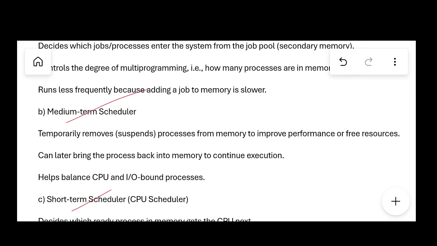Then the medium term scheduler. It's like the temporary waiter. Sometimes the cafe is too busy or a customer's order is complicated. So the medium term scheduler asks some customers to wait outside temporarily. Later these customers can come back when it's easier for the chef to handle them one by one. Basically, a waiter politely asks, "Sir, your table will be ready soon. Please wait outside for a bit." So this is the medium term scheduler, the temporary waiter.